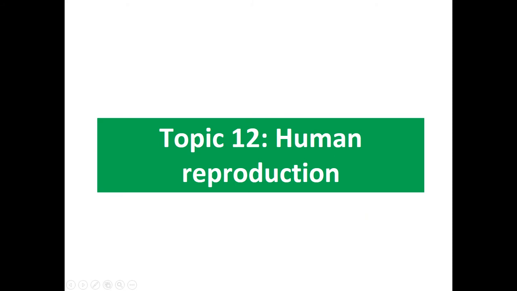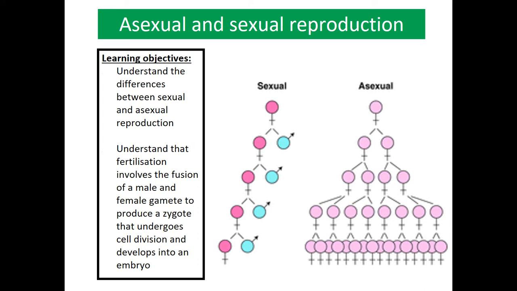Hello, this is the next series in the Flip Learning videos about human reproduction. So the first video is about asexual and sexual reproduction, and you need to know the differences between sexual and asexual reproduction, understand that fertilization involves a fusion of a male and female gamete to produce a zygote, which is a fertilized egg, and that will undergo cell division, and that division will be mitosis, to develop into an embryo.